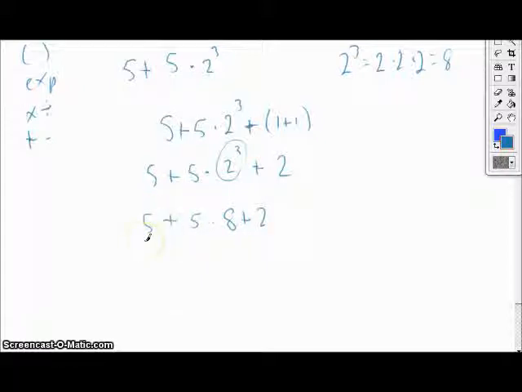Again, make sure I continue to use the order of operations. So I need to multiply here, and I get 40. Now it's all addition, so it doesn't matter which order I go in. 5 plus 40 is 45. 45 plus 2 more will be 47. So the answer to this problem is 47.